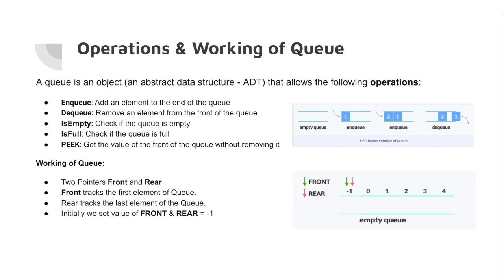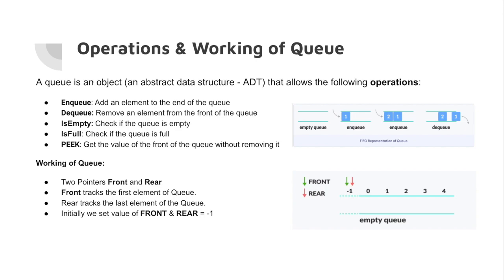Operation and working of a queue. Basically, a queue is an abstract data structure. What is an abstract data structure? In most languages, the queue is already implemented, so you just need to use the enqueue method and the dequeue method. Enqueue means inserting something into the queue, and dequeue means removing an element from the queue. All those methods have already been implemented, so you can directly use the queue data structure. Whenever you need to implement first in, first out, you must use a queue.